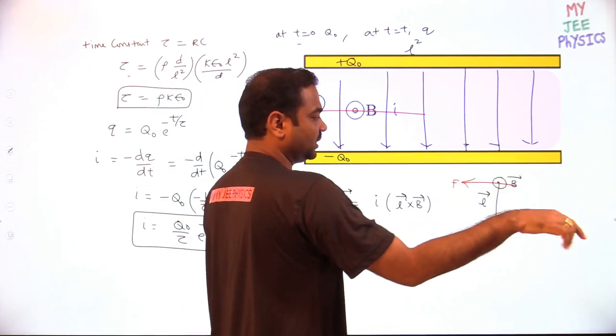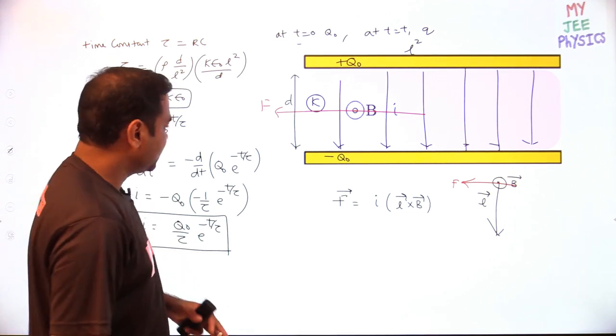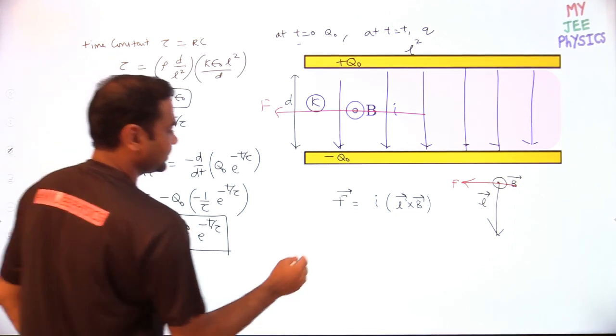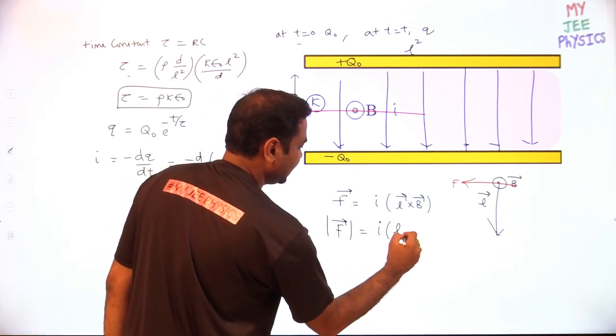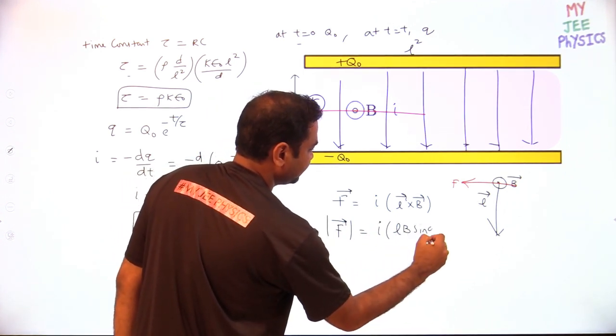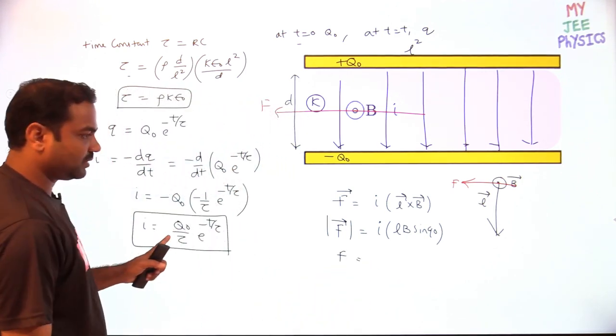B bar is out of the board. L to B, curl your fingers. Then the force will give you leftward direction. So then what is the force magnitude? The force magnitude is equal to I into L into B sine 90. Okay, so then the force magnitude is equal to the current value we know already.